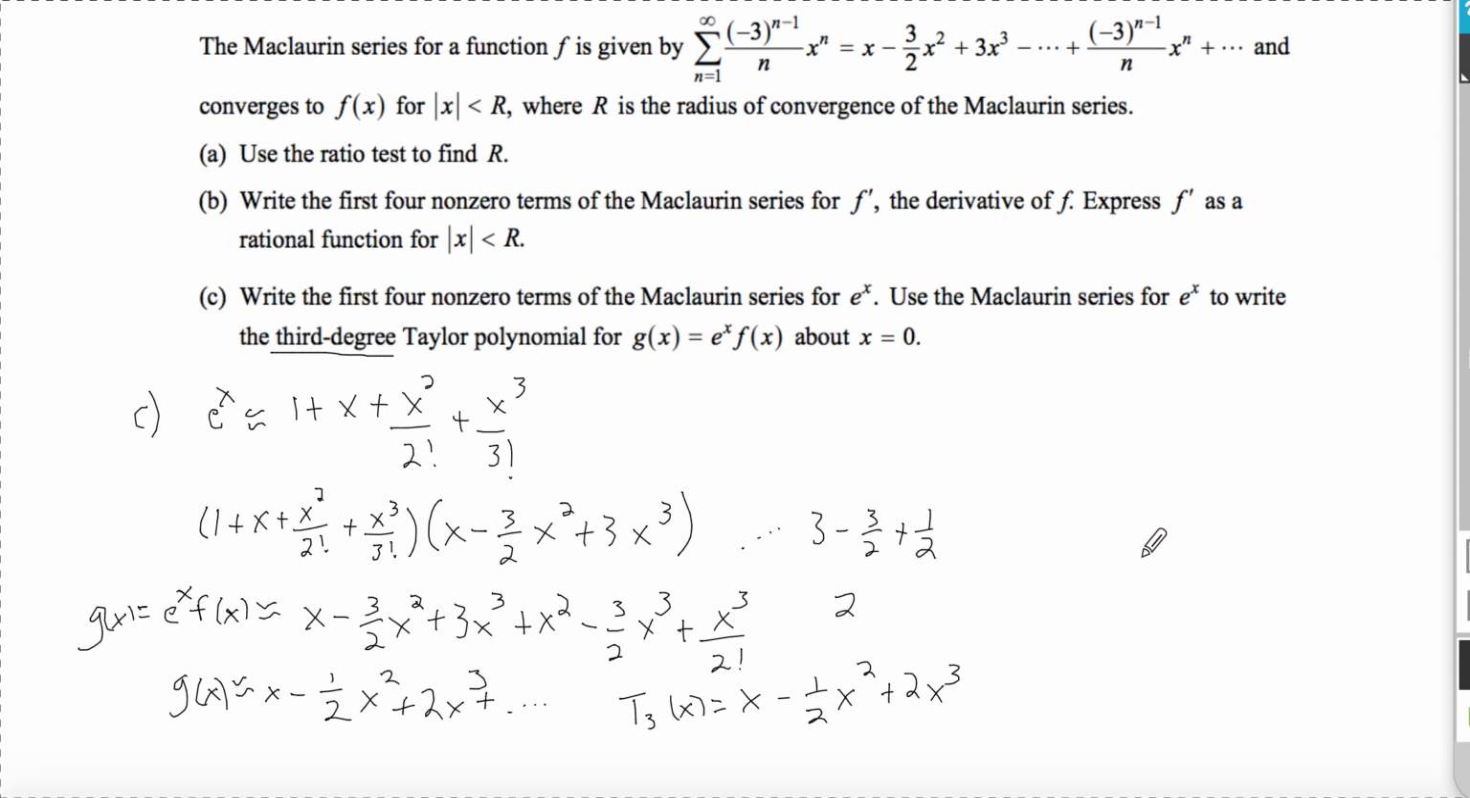Point-wise, how does this break down? You get 1 point for your first 4 non-zero terms for e to the x. You just get 1 point for doing this. And then 2 points for your final Taylor polynomial down here.